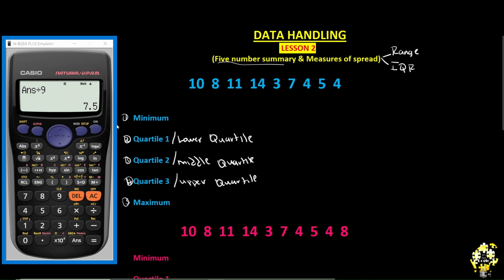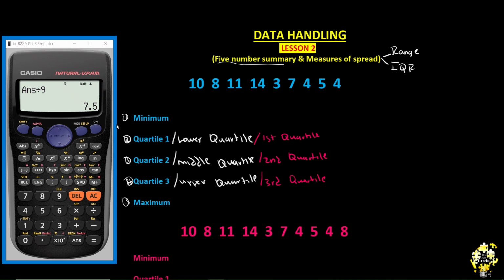Quartile 1, lower quartile, can also be known as the first quartile. This one can be the second quartile, and this one can be the third quartile.